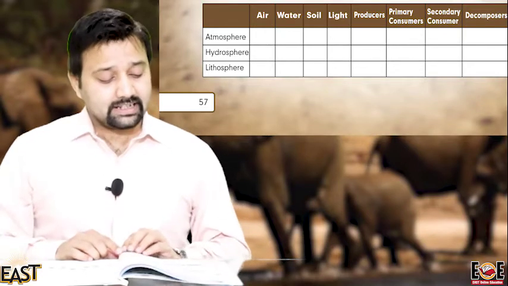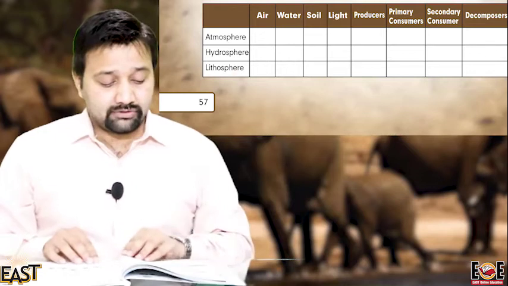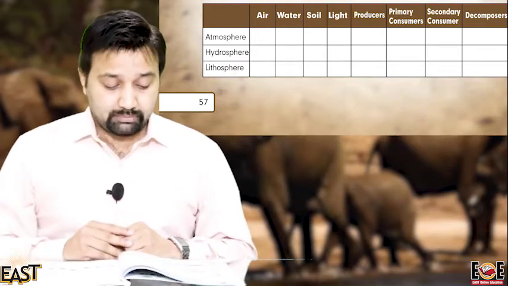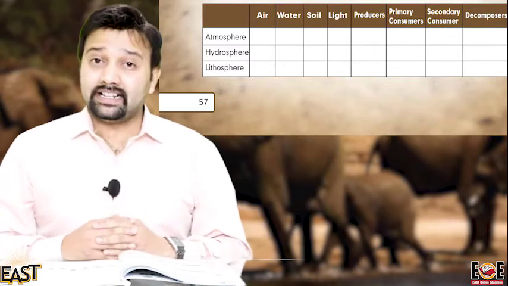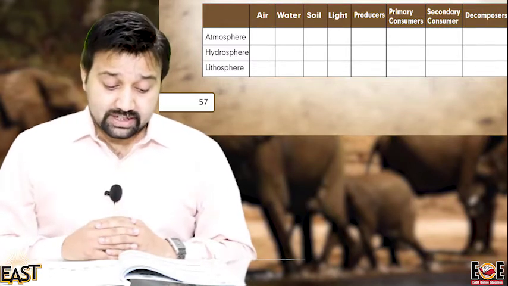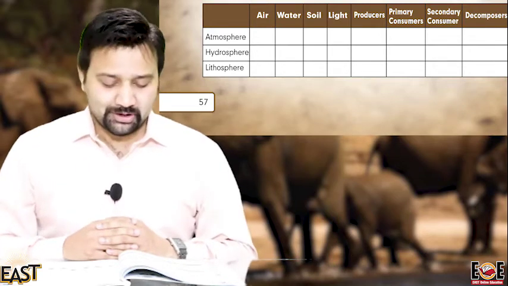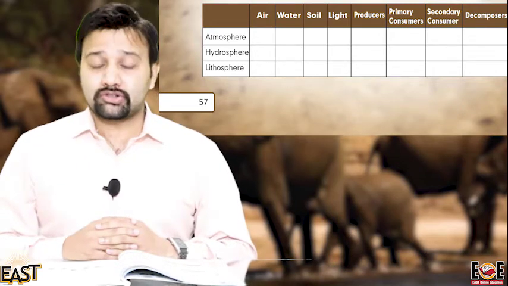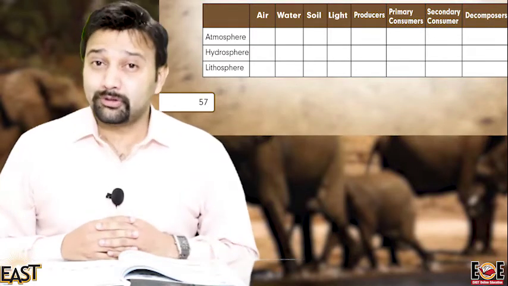Now let's discuss about hydrosphere. So in hydrosphere we have less air but more water, soil less, light less, producers less, but primary consumers are more, secondary consumers are also more, and decomposers are also more.